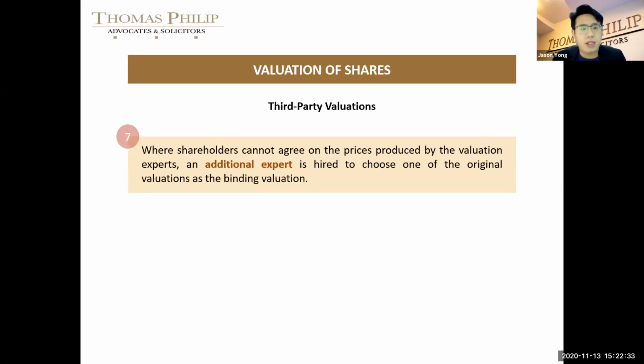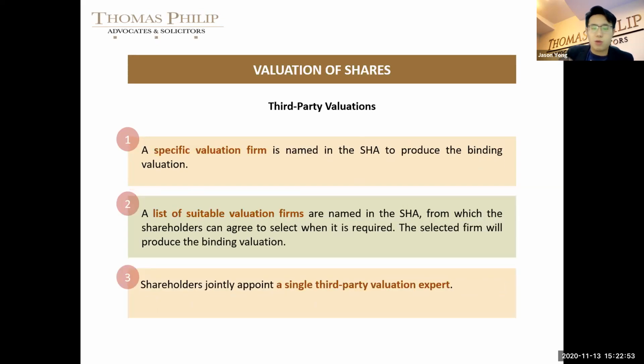And the last method that is commonly seen is where shareholders cannot agree on the prices produced by the experts, and an additional expert is then hired to choose one of the original valuations as the binding valuation. Now, as you can see from the past 7 examples, they're all about the same thing. They're all about trying to get to one specific valuation price, one specific price per share that is agreed upon. And these are the multiple routes that you can take to get there.